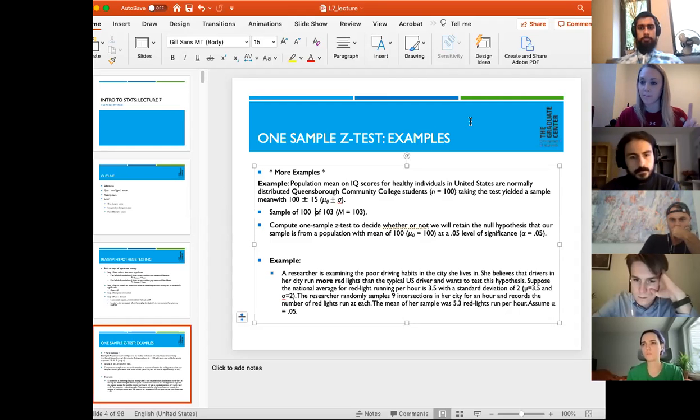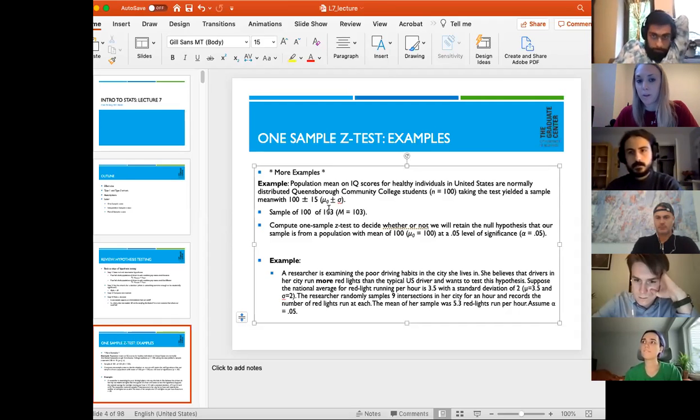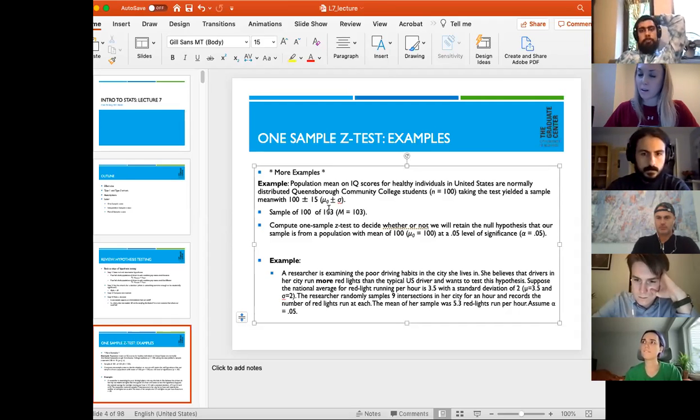So everyone remember we have the 2 tails of the distribution, and then we're going to compute the test statistic. This part is where we want to see how different these 2 are. So we subtract 100 minus 103, or 103 minus 100. If it's two-tailed, it doesn't matter which way you do it. And then we have to divide by something.